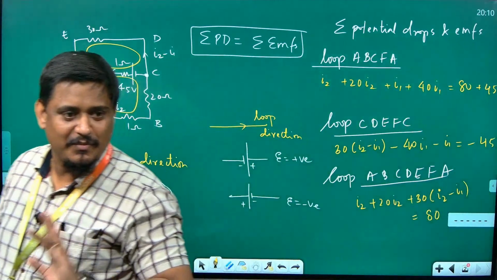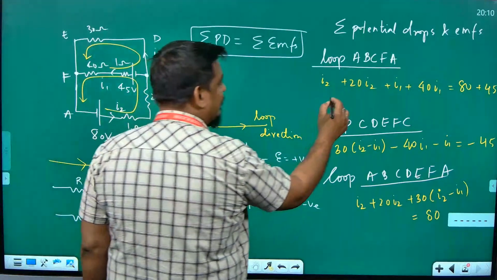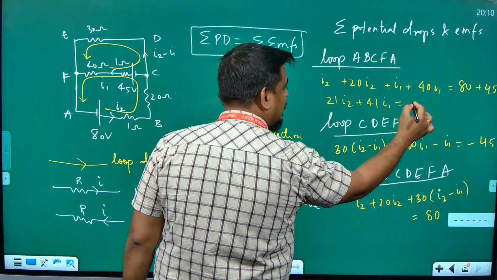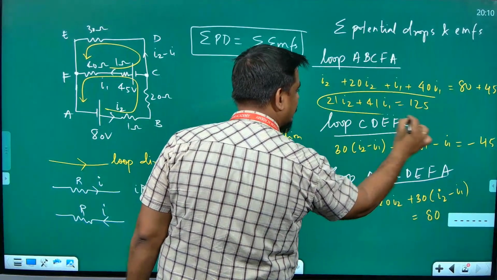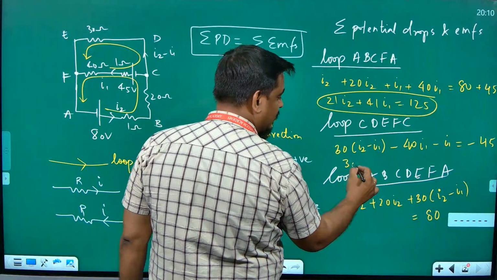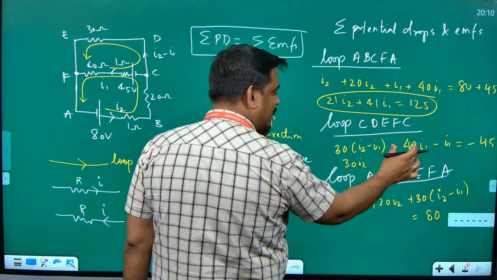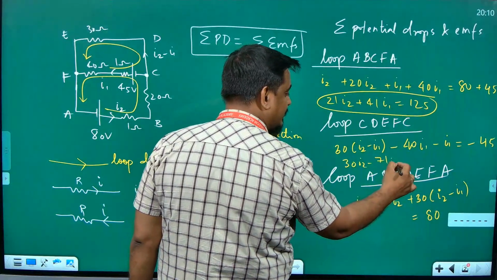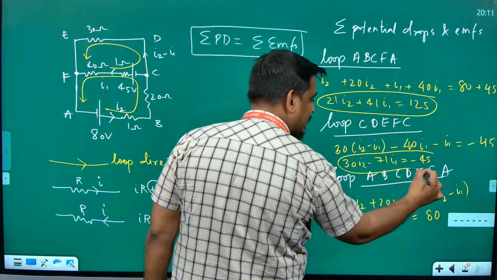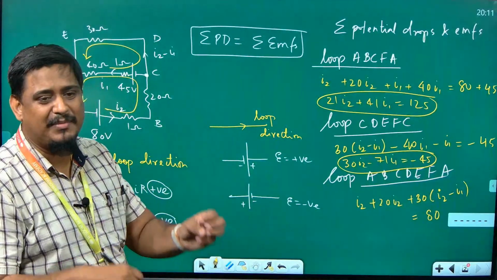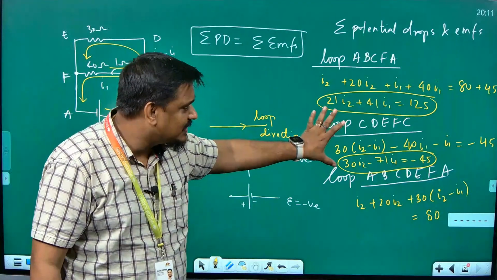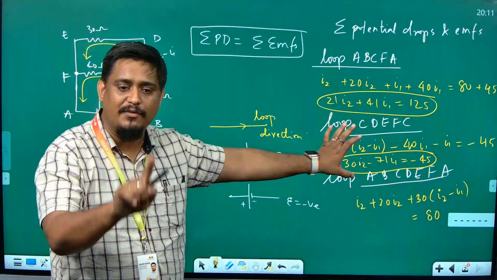That much you know, right? After this, what is the equation will be? This will become 21 I2 plus 41 I1 is equal to 125. One equation. This equation will become 30 I2 minus 30 I1 minus 40 I1. So minus 71 I1. Am I right? Is equal to minus 45. I have two equations. Use substitution method, elimination method, whatever you want to use, your wish. But when you solve these two equations, you will be getting the answer of I1 and I2.